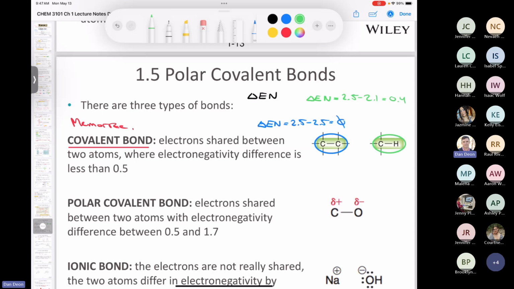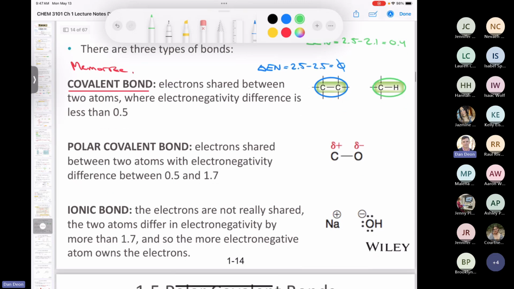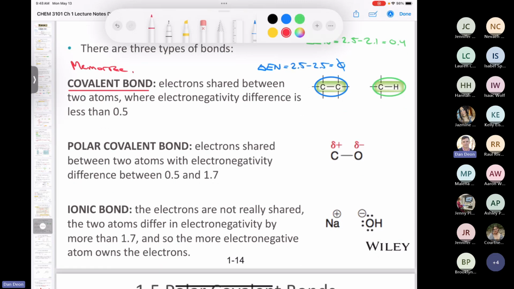So those are both less than 0.5, so those are considered to be covalent bonds, or you can also call them non-polar covalent bonds. Now, if you look at the difference between carbon and oxygen, in this case, the delta En, we know that oxygen is 3.5 and carbon is 2.5, so the difference is 1.0. Now, what's the definition of a polar covalent bond? When it falls in the range of 0.5 to 1.7 for the difference in electronegativity, when delta En is between 0.5 and 1.7, we say that is a polar covalent bond. So 1 falls in that range, and therefore this is a polar covalent bond.